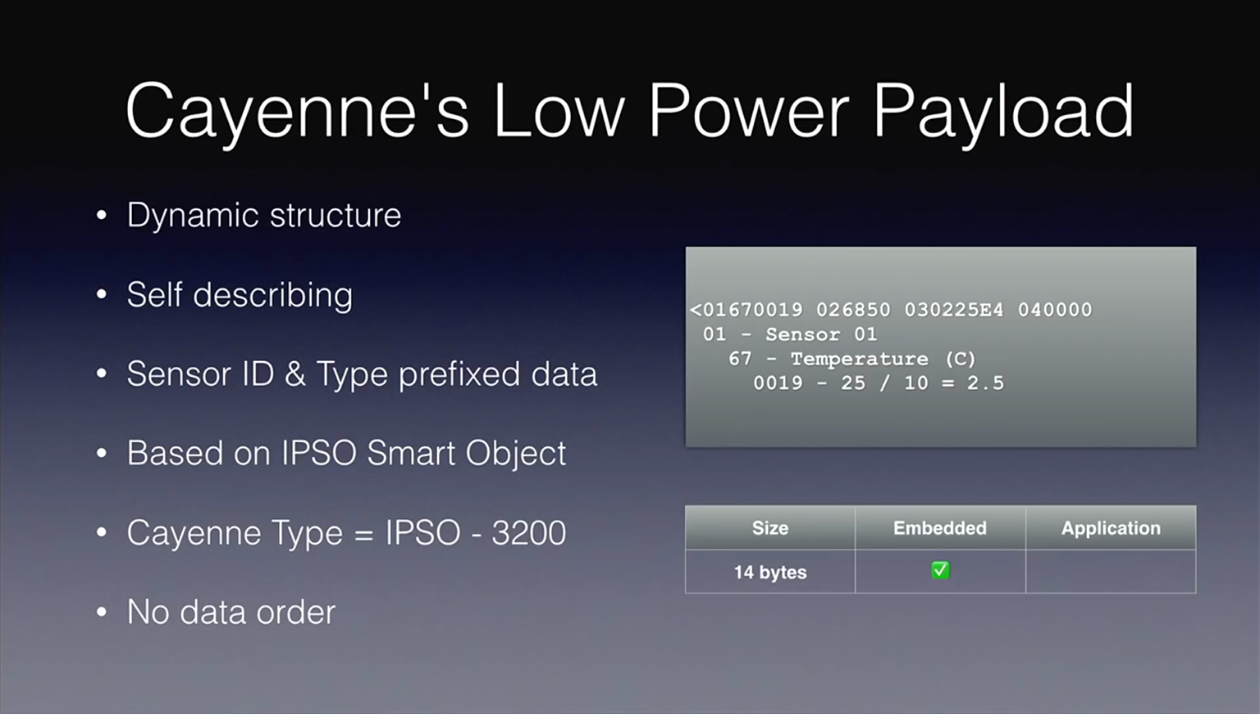On the size side, it's a bit bigger than the previous example with protocol buffer, 14 bytes. That's not a big deal. That's still manageable.